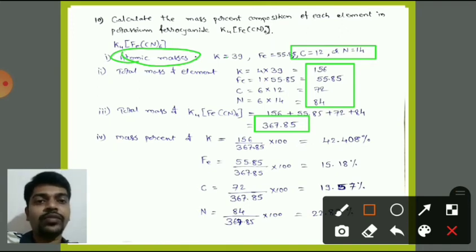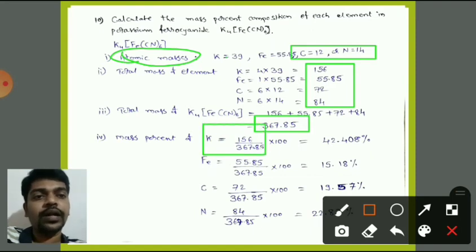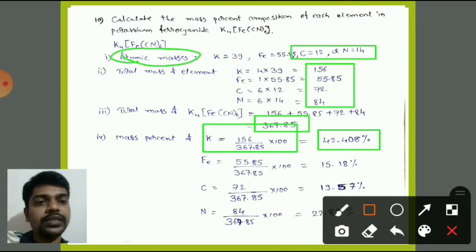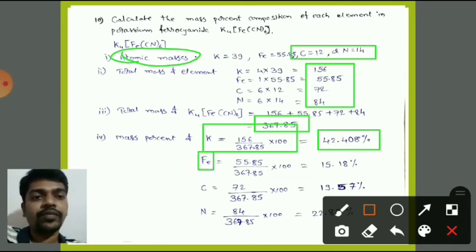In the last step we have to calculate the mass percent of each element. For that we divide the total mass of the element by the total mass of the compound and multiply by 100. So this is the formula. For K, it is 156 upon 367.85 into 100, which becomes 42.41, or you can say 42.408%.